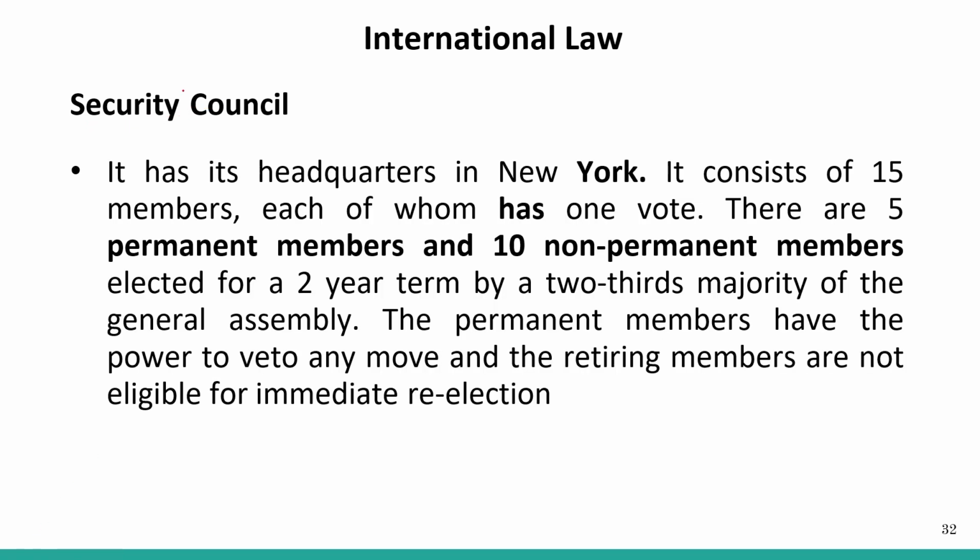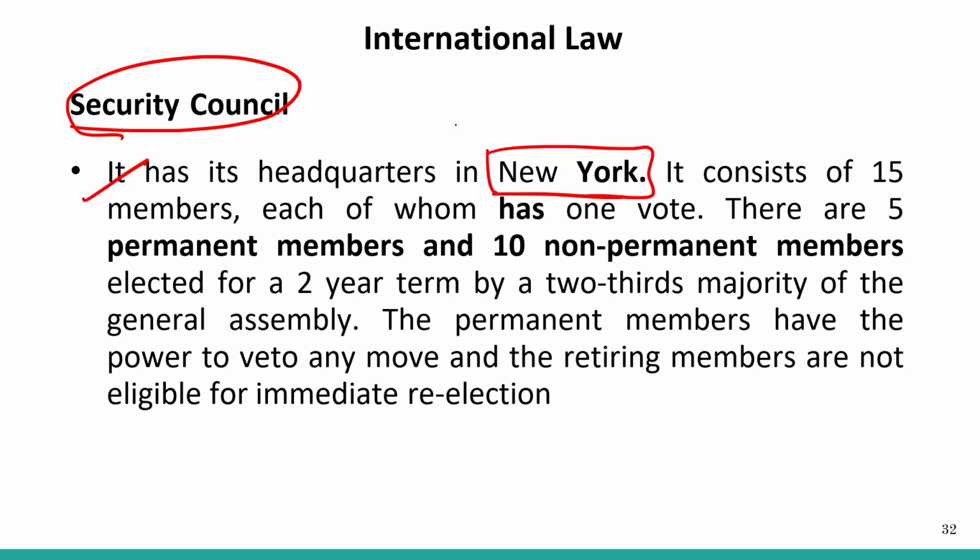Let's understand the brief facts about it, because it is important for you to understand them. The headquarters is in New York. It is an important point to remember, because questions about headquarters are often asked in your CLAT examination. It consists of 15 members, each of whom has one vote. So the Security Council has also been given the authority to vote.